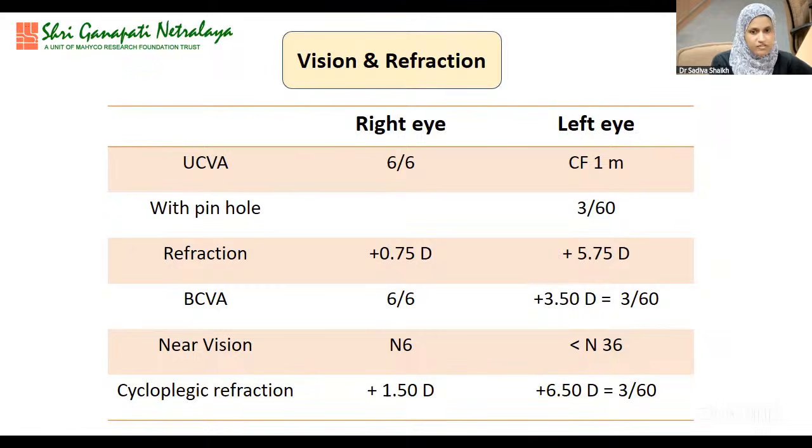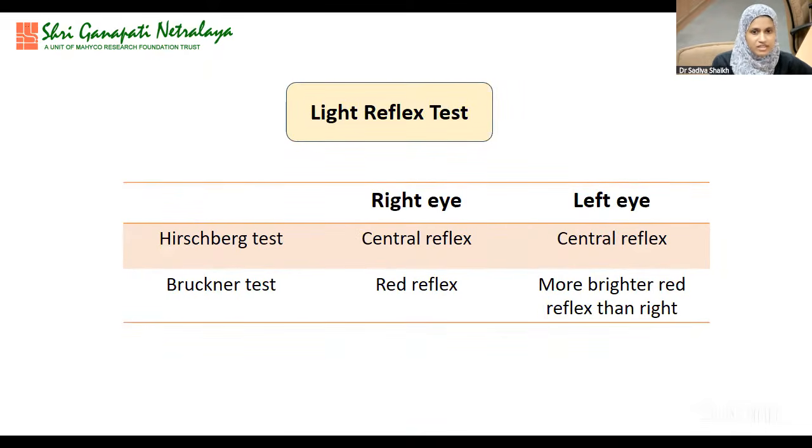Cycloplegic refractive value in the right eye is plus 1.5 diopter and it is plus 6.5 diopter in the left eye, but the vision remains 3/60. Coming to light reflex tests, the Hirschberg test, which is performed with the help of a pen torch held at a distance of one arm's length, shows in both the eyes the reflex was central and the central corneal reflex was the same. Bruckner's test, which is performed with the help of direct ophthalmoscopy, reveals a brighter reflex in the left eye than the right.